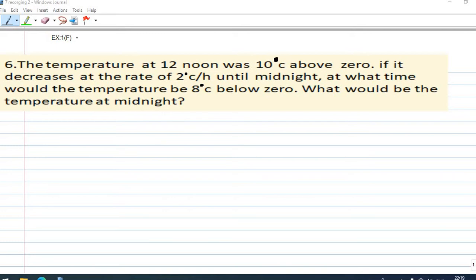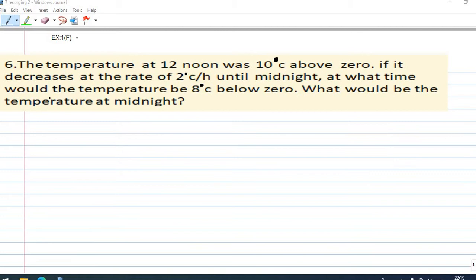So here we are going to find out the answers for two questions. One is at which time the temperature is 8 degrees Celsius below 0, and the other is what the temperature would be at midnight. So we have to calculate for the two questions. Shall we do this sum, children?